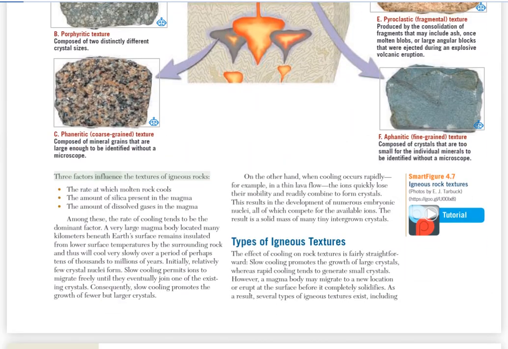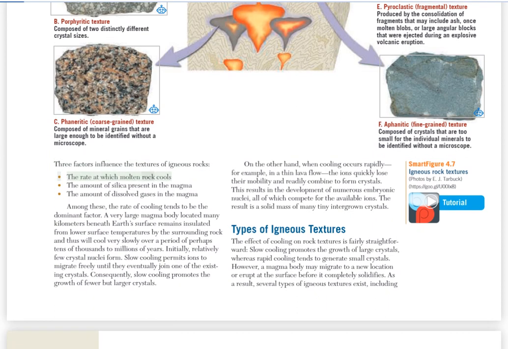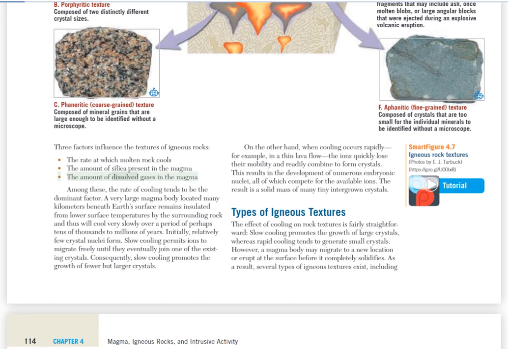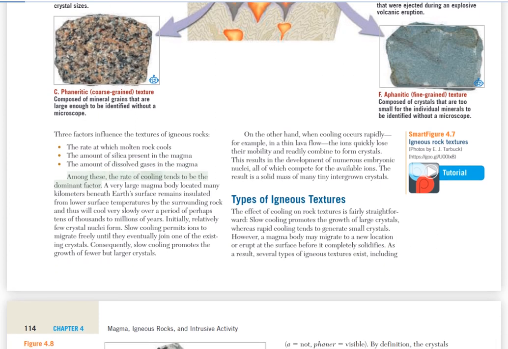3 factors influence the textures of igneous rocks. The rate at which molten rock cools. The amount of silica present in the magma. The amount of dissolved gases in the magma. Among these, the rate of cooling tends to be the dominant factor.